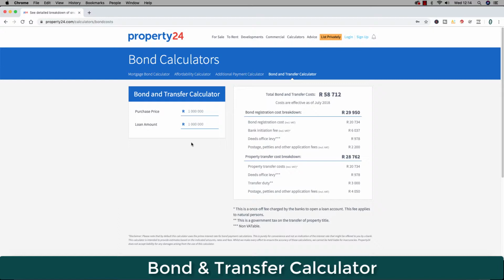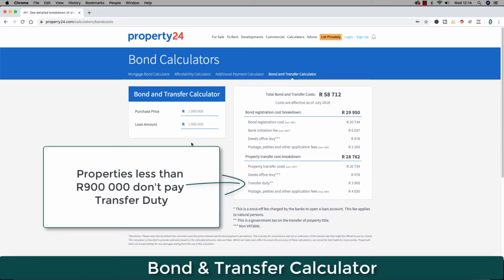Why? Because once your home loan has been granted and you've accepted it and you're so excited, you will be expected to pay certain once-off fees to register the bond and to transfer the property. Now, the bond registration costs and the attorney costs are always required, but transfer duty is actually not. If, at the time of recording, the property you want to purchase is less than 900,000, you're not going to be required to pay any transfer duty.